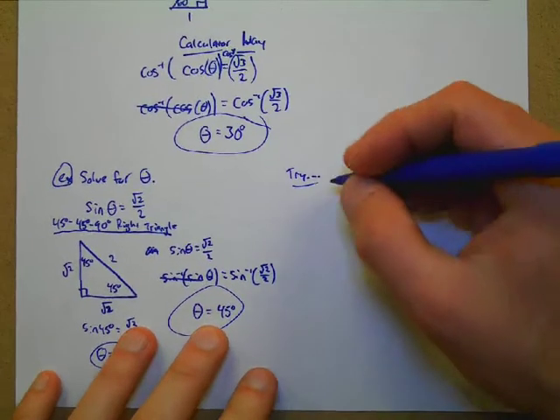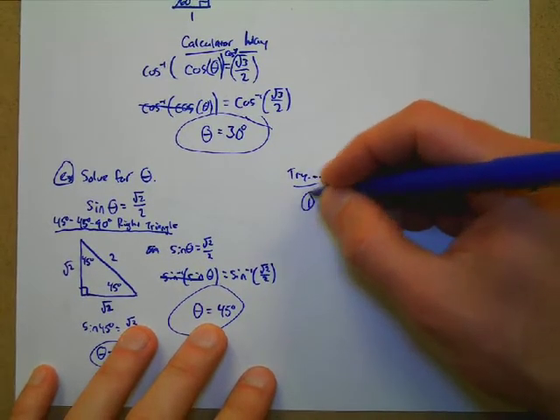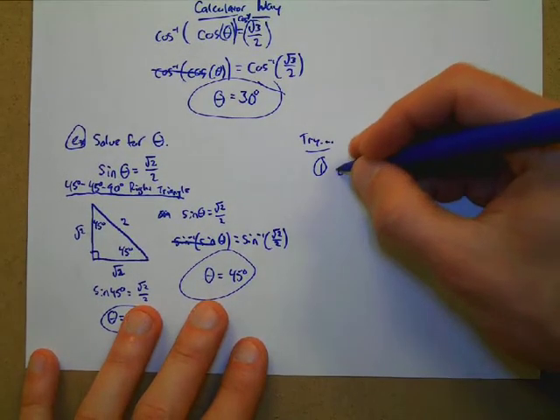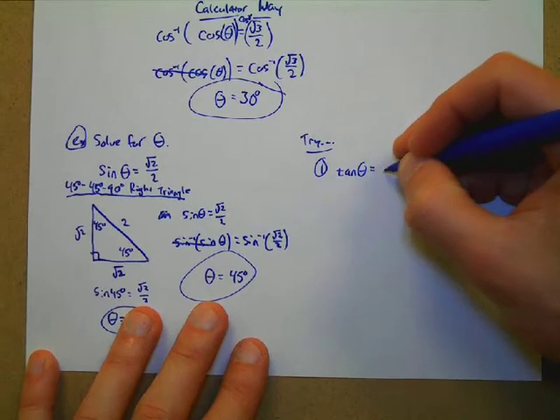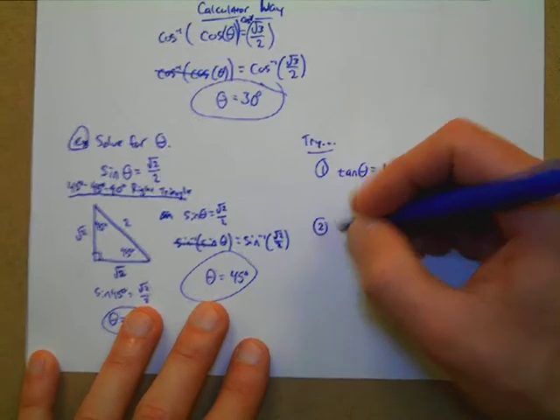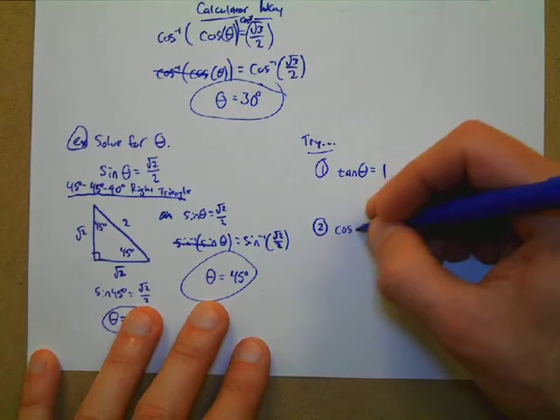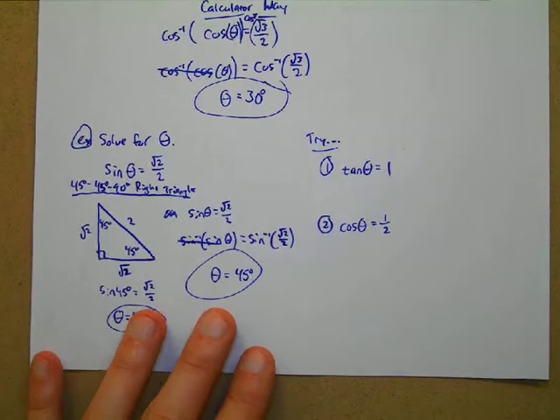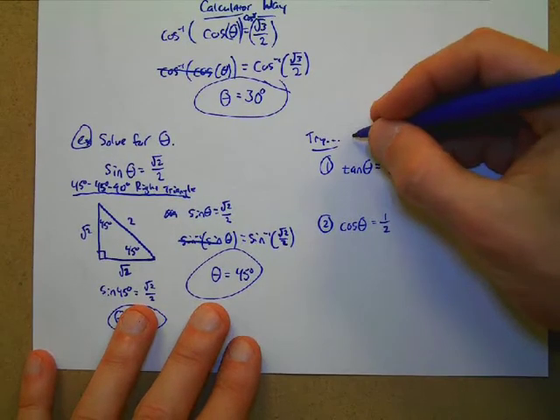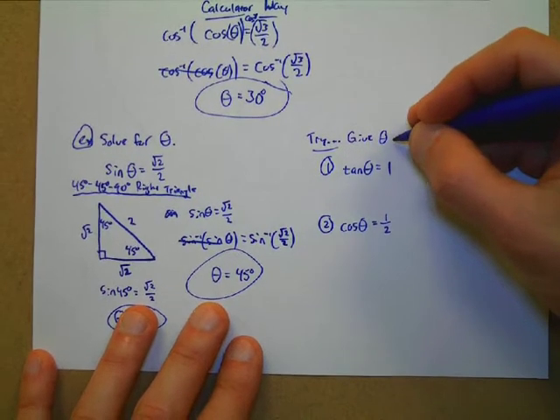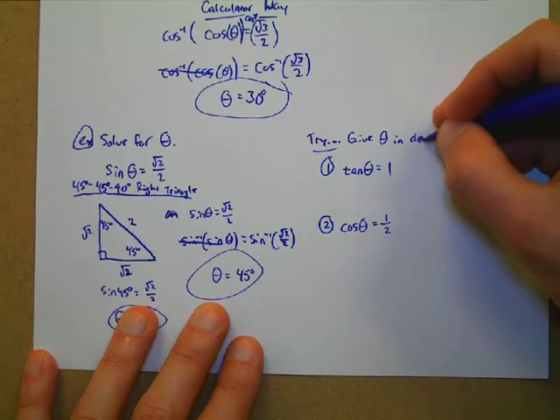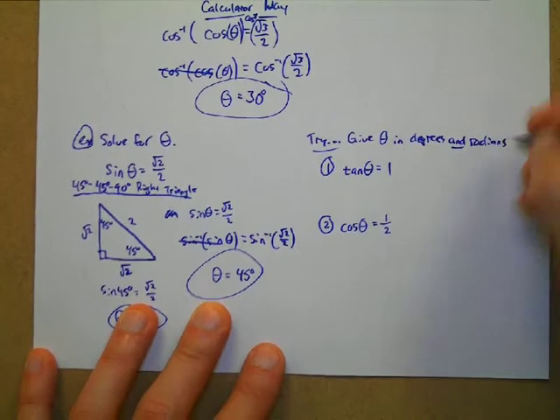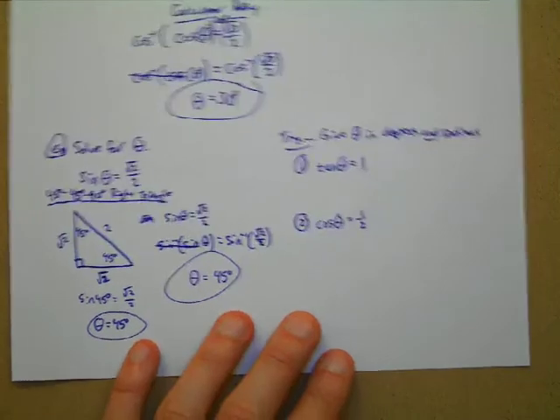Okay. I'll give you two. Let's do tangent of theta is equal to 1. And let's do cosine of theta equals 1/2. Okay. And let's give theta in degrees and radians. Give theta in degrees and radians there.